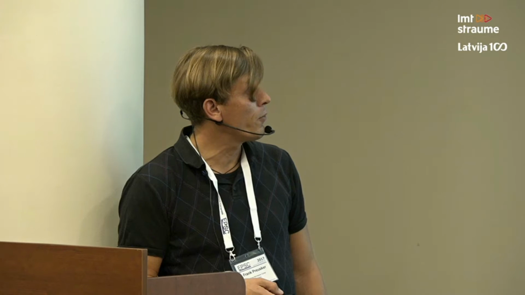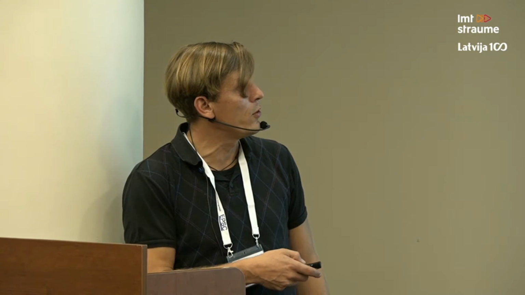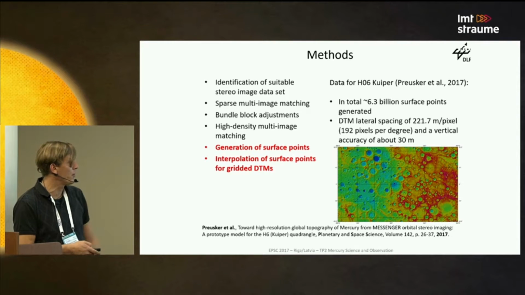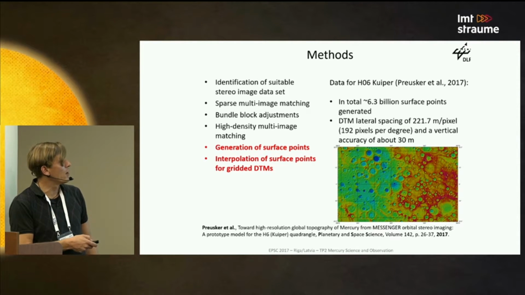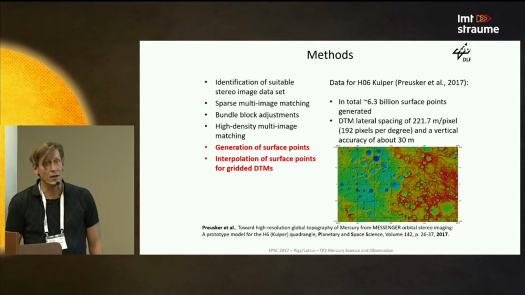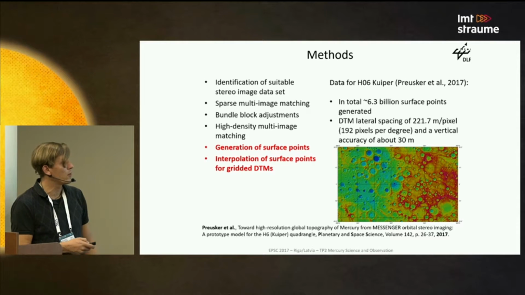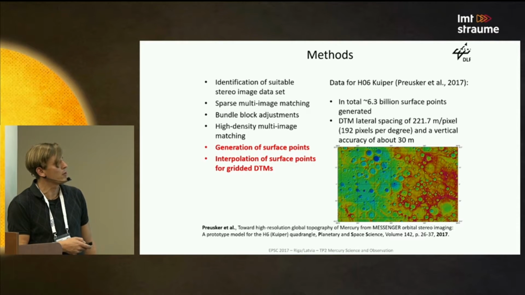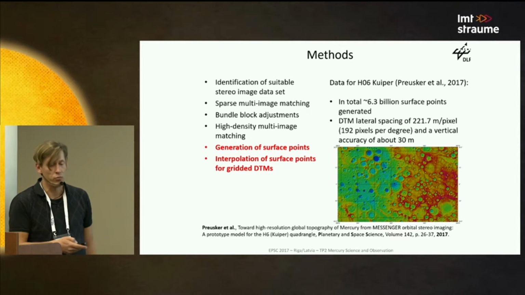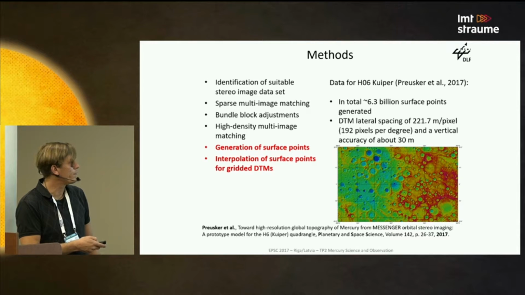Then we generate a surface point from this and produce a DTM, so a 2.5D presentation. And we choose a lateral spacing of 192 pixel per degree. That's 22 meters per pixel. We had a vertical accuracy of 30 meters. So it's nice and perfect.